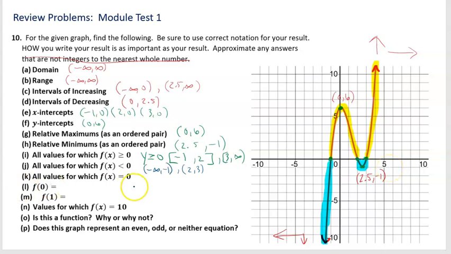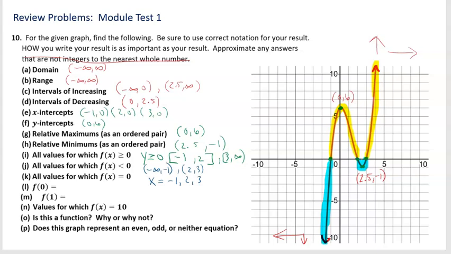Finally, what about where it's equal to 0? Well, you know what? Those are exactly the same values as the x-intercepts. So it's equal to 0 at -1, 2, and 3. So it's x equals -1, 2, 3. I don't write those in point form because it just wants to know the x values where the y value is equal to 0.